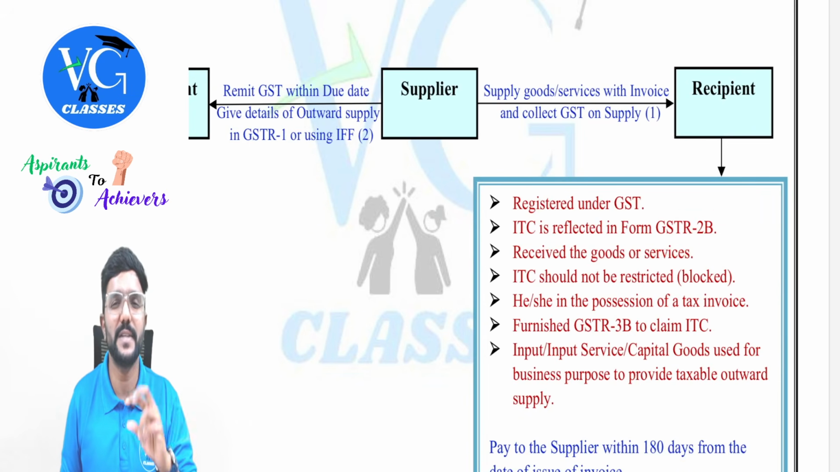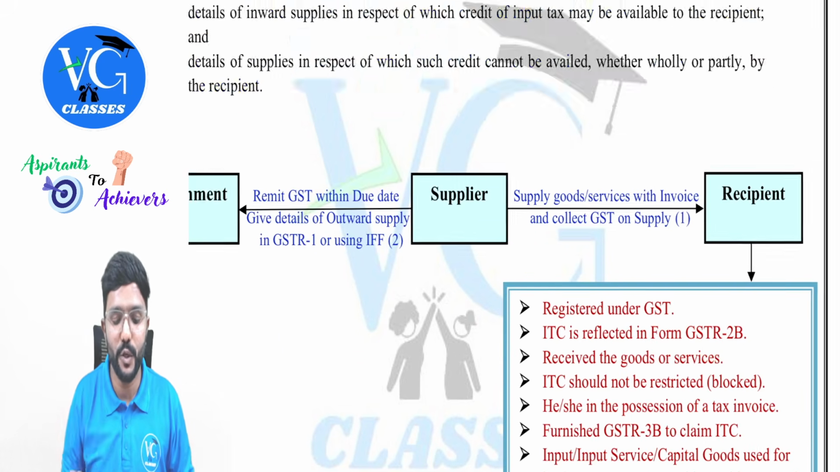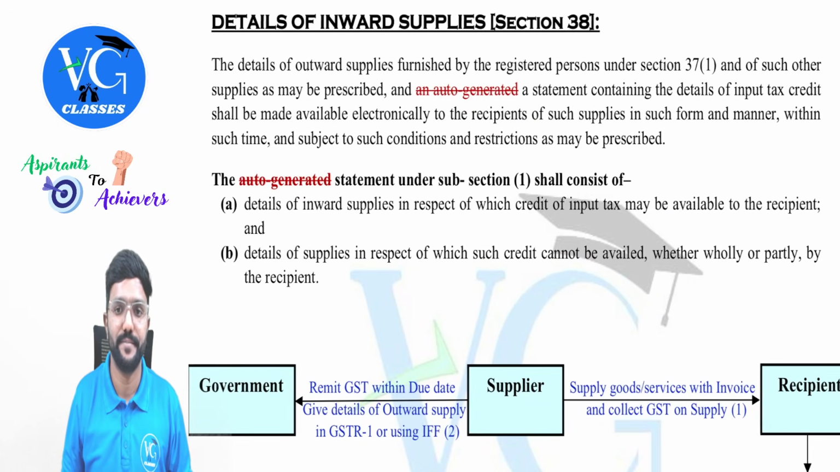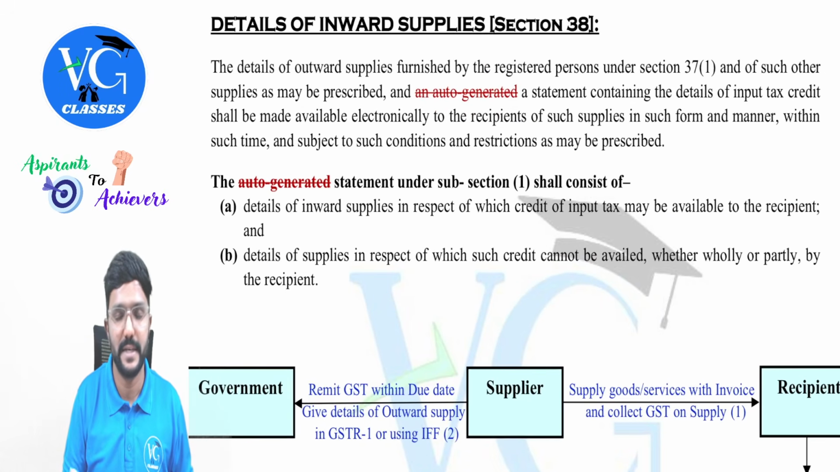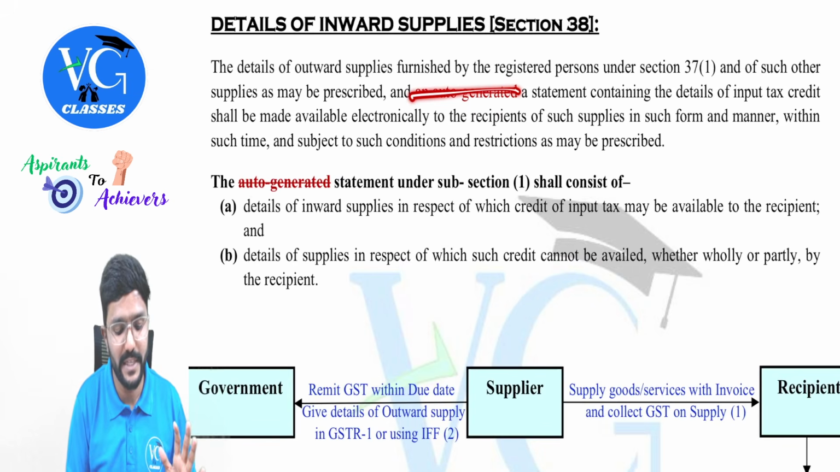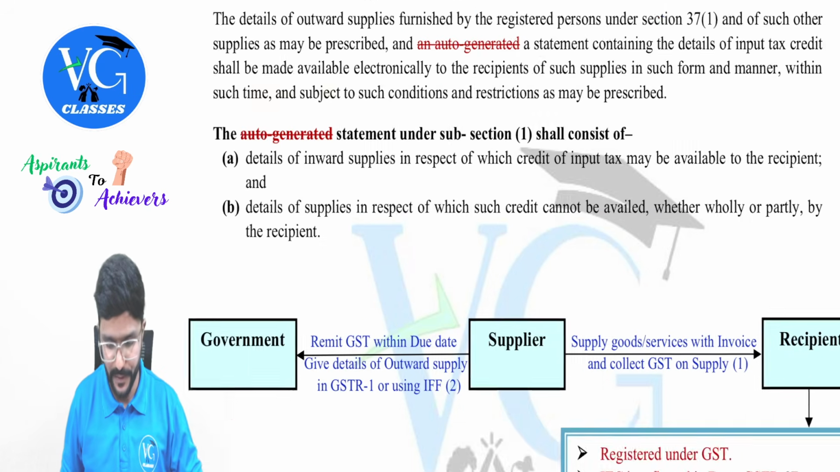But as we are supposed to make a few manual adjustments in some special cases in real life, they have tried to remove the word auto-generated here. Auto-generated. Is that clear? So you can just scratch this word. That's all. Rest all remains the same, guys.